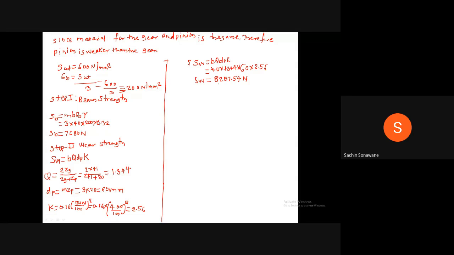Now, these two values we have calculated. Afterwards, I will tell which value is minimum. Therefore, SB is minimum, so the beam strength value will be taken for further calculation. At that time, I will tell when to take.